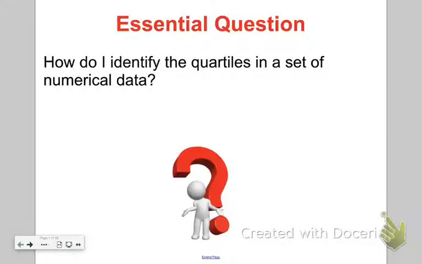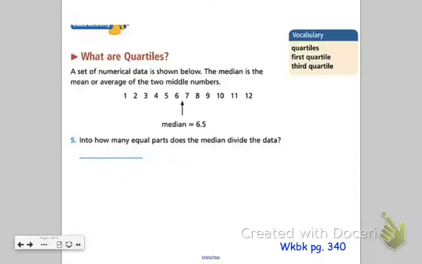In this essential question, we're going to learn how we can identify the quartiles in a set of numerical data. So let's talk about what quartiles are. First, take a look at this set of numerical data.